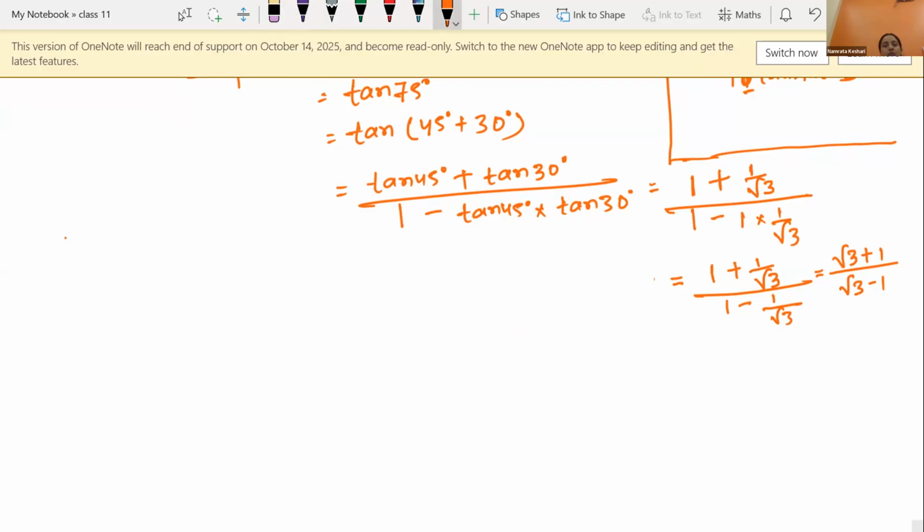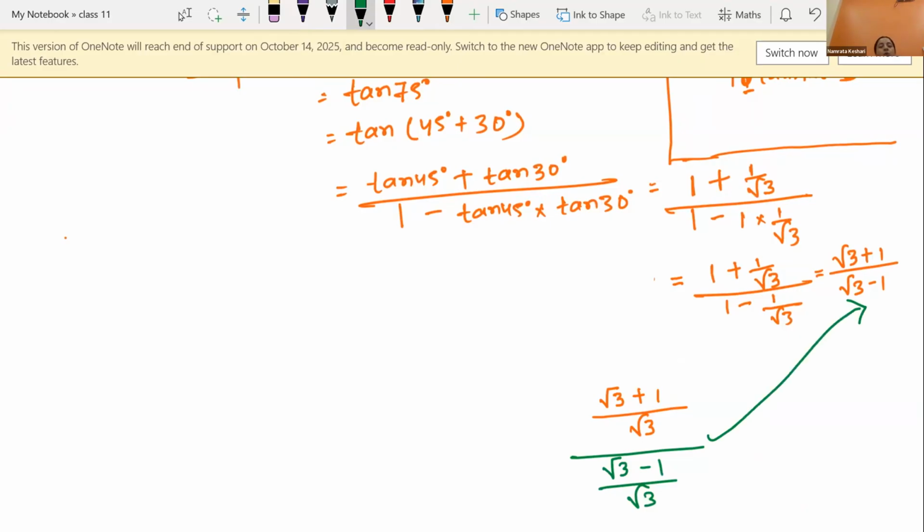Okay, you can take the LCM as root 3. Here you will be having root 3. Here you will be having just 1. Okay, same in the denominator. You can take LCM as root 3. Here you will be having root 3. Here you will be having 1. This is one of the methods. Okay. After this step, you will find that by doing the reciprocal and all, root 3 is cancelling out each other. And this is what we are getting.